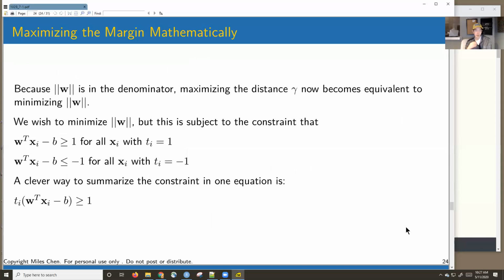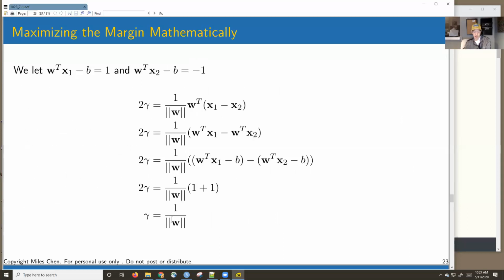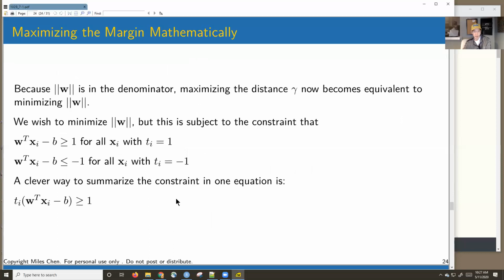Okay. And so because the norm of W is in the denominator, maximizing the distance gamma is now going to become equivalent to minimizing this norm W. So what we want to do is find the W that's the smallest W possible. But the W that we choose still has to satisfy these constraints.